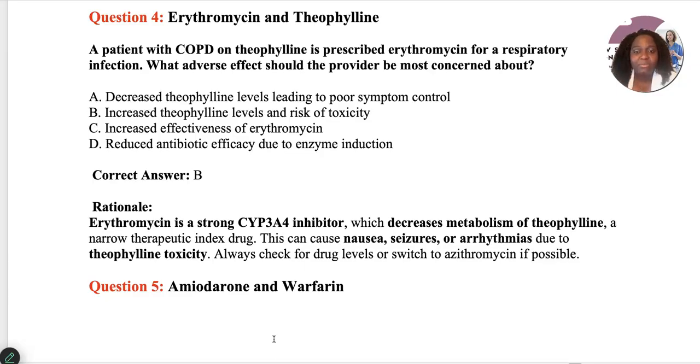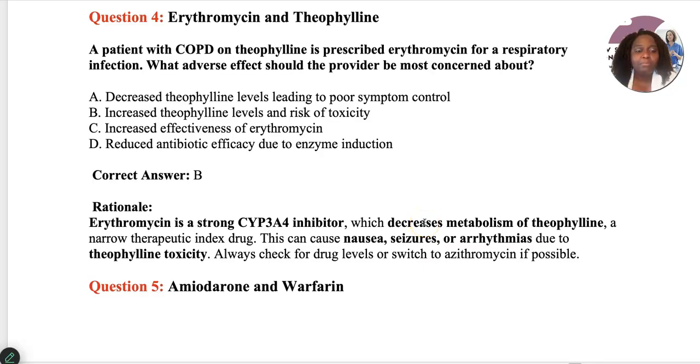C. Increased effectiveness of erythromycin. D. Reduced antibiotic efficacy due to enzyme induction. So we know the final answer here again is of course B, but that is from the recognition of what we have laid out here. Recognizing that erythromycin is an inhibitor, and recognizing that an inhibitor will do what? It will increase the dose of any kind of substrate that they blend with it. So in this case, erythromycin is a strong inhibitor.